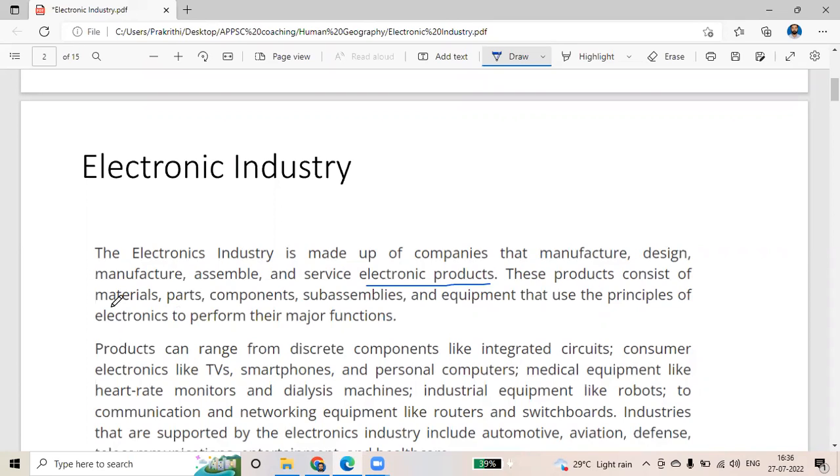The product consists of materials, parts or spare parts. It has different components, then sub-assemblies and equipments that use the principles of electronics to perform their major function. Just as I said, for a computer there are so many spare parts and components, and we have to assemble them, then only can we work. Only then can the computer work.